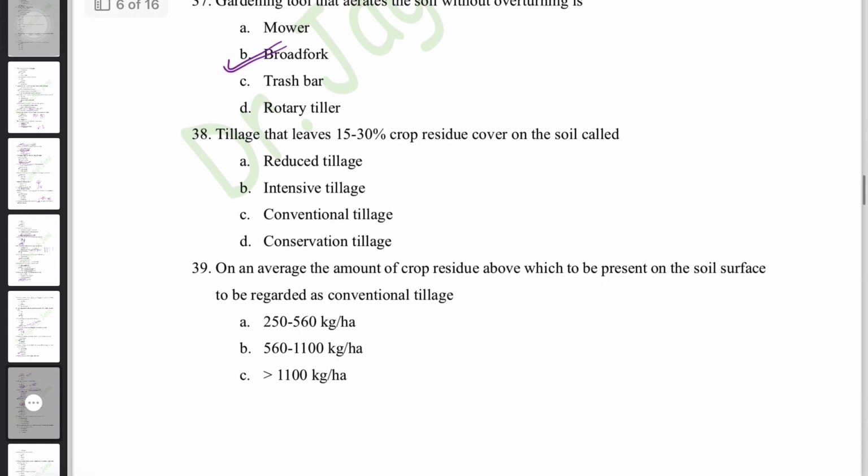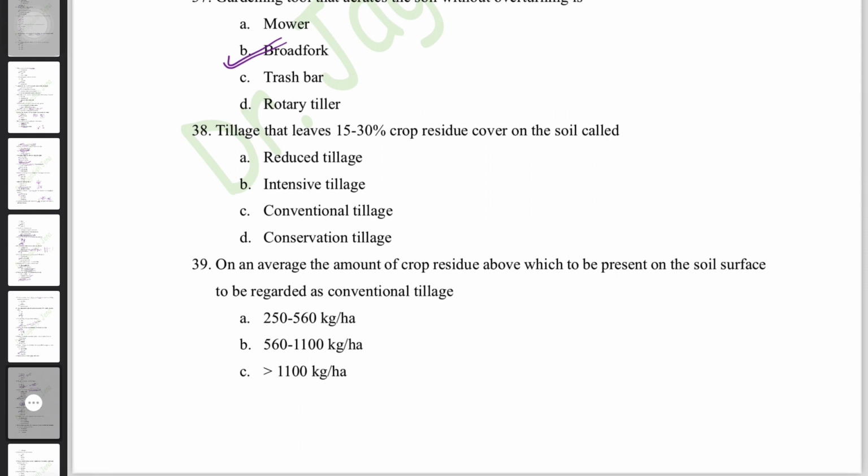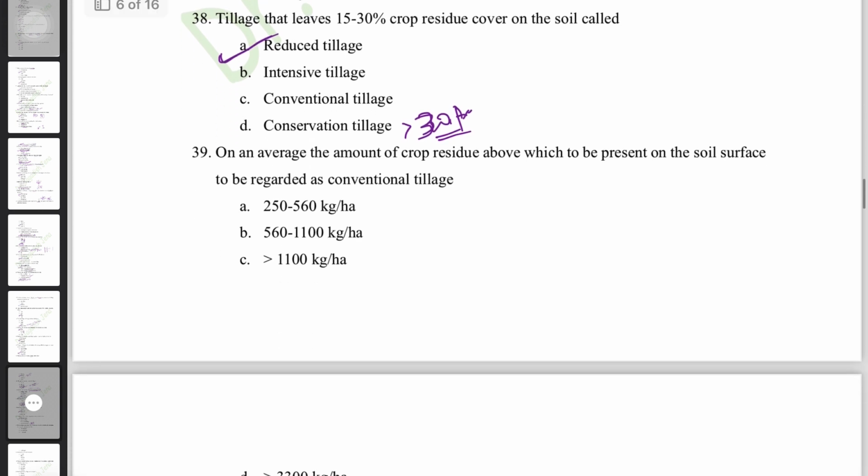Next question: tillage that leaves 15 to 30% crop residue cover on the soil is called reduced tillage. Conservation tillage is when there is more than 30% crop residue. Intensive or conventional tillage is when there is less than 15% crop residue, and reduced tillage is when you leave 15 to 30% crop residue.